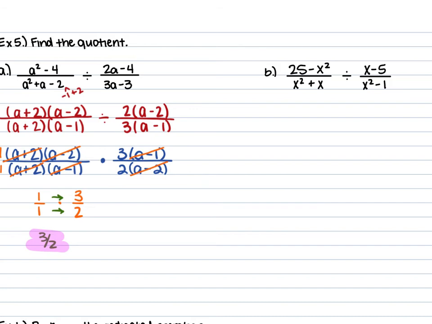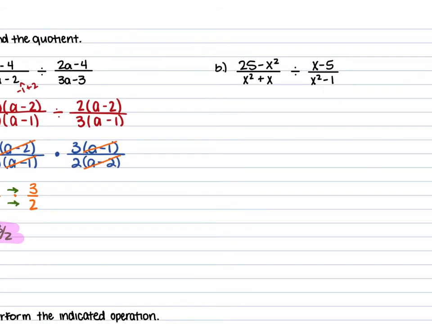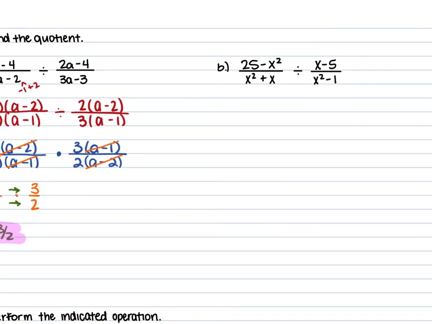For example B, we are given 25 minus x squared over x squared plus x divided by x minus 5 over x squared minus 1. The numerator of that first fraction, you have 25 minus x squared. Your x squared does not come first there, so I'm going to start this one by rewriting it as negative x squared plus 25 over x squared plus x divided by x minus 5 over x squared minus 1.